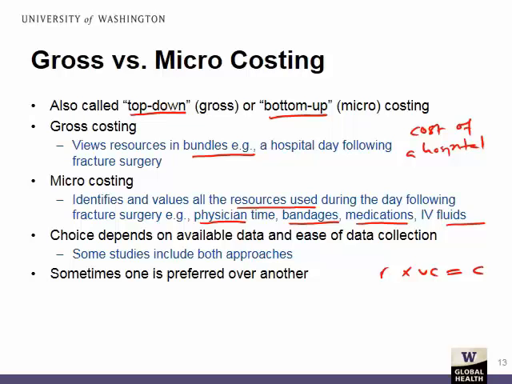Many studies in the literature actually use micro-costing, but it's important to say that I think the gross costing approach is a little bit closer to opportunity cost, because it's more reflective of the actual amount of money spent on providing healthcare interventions.